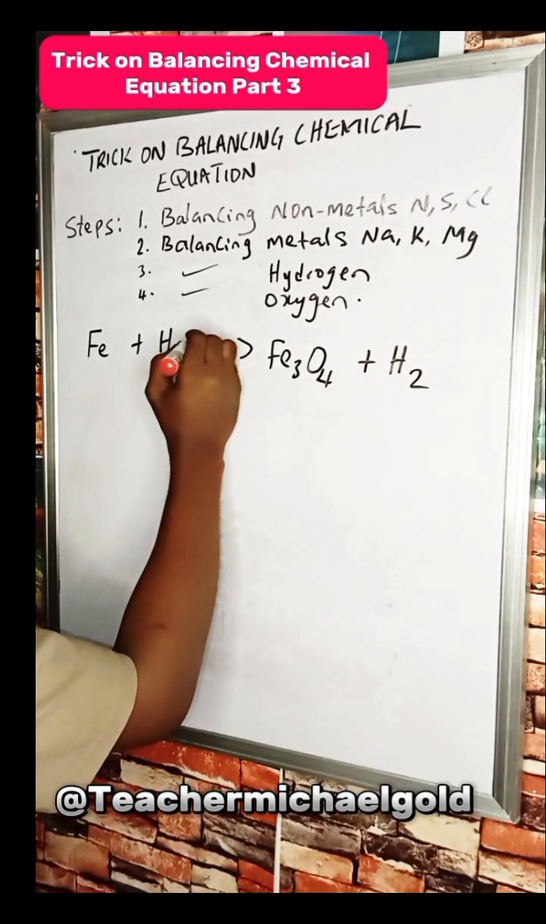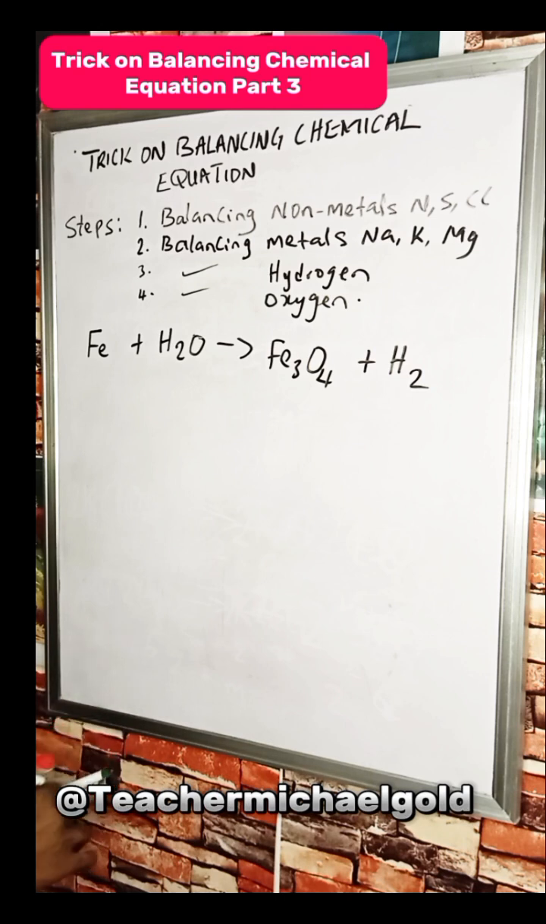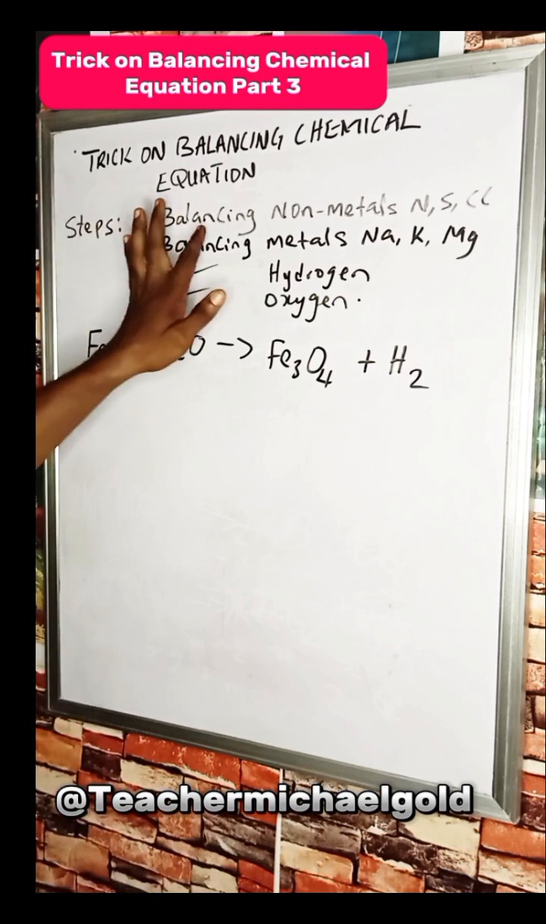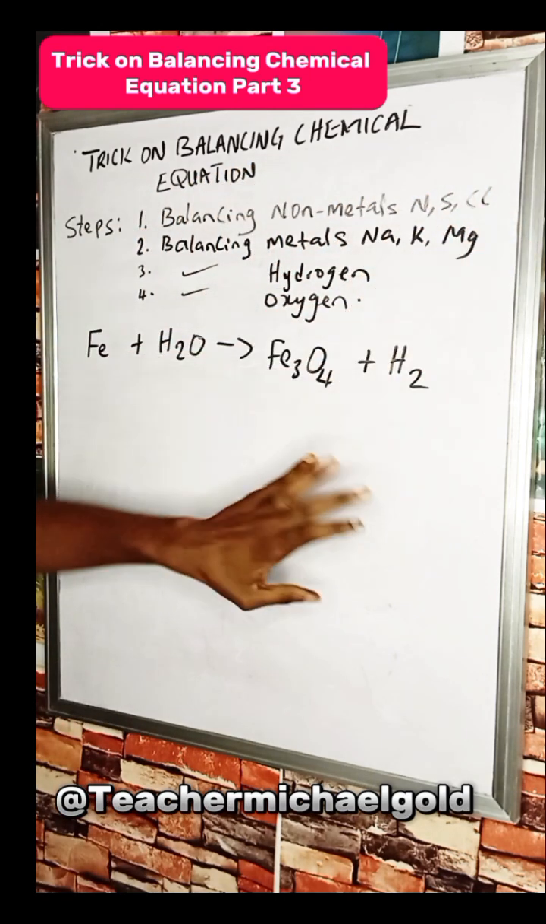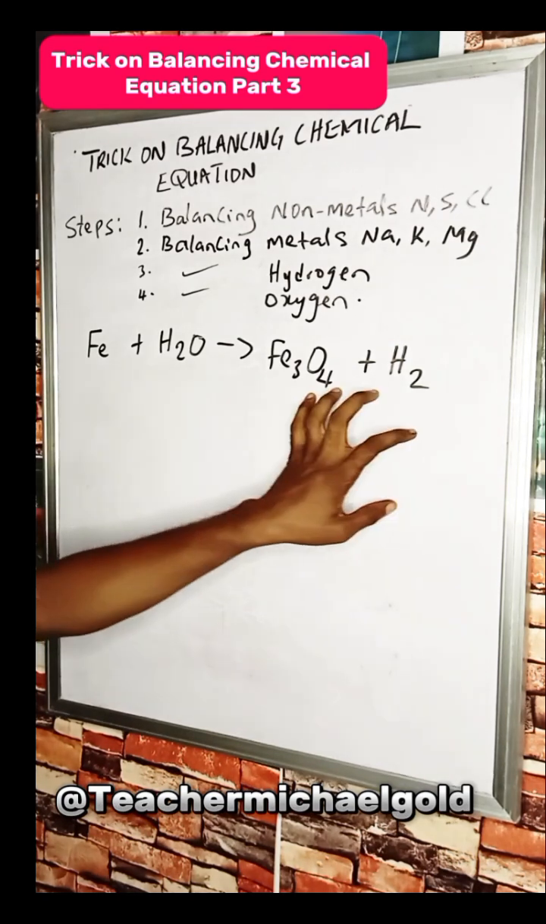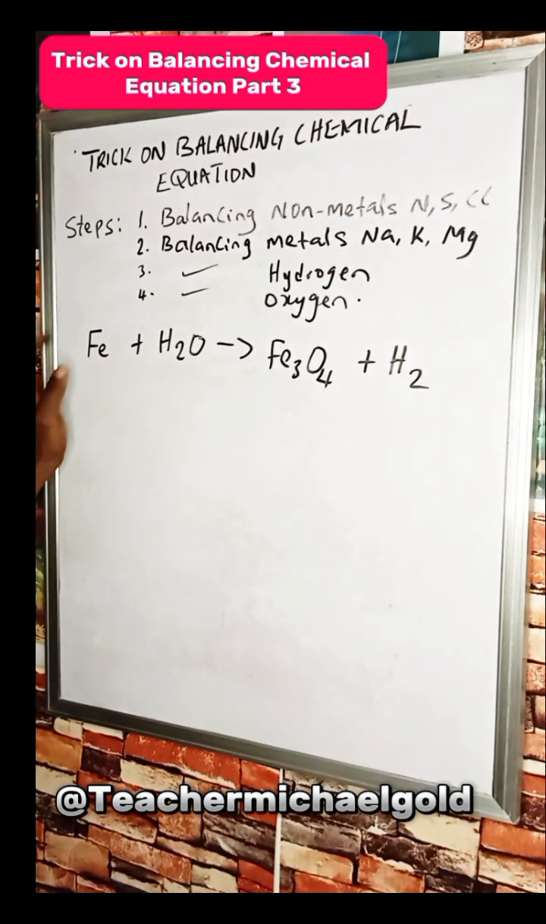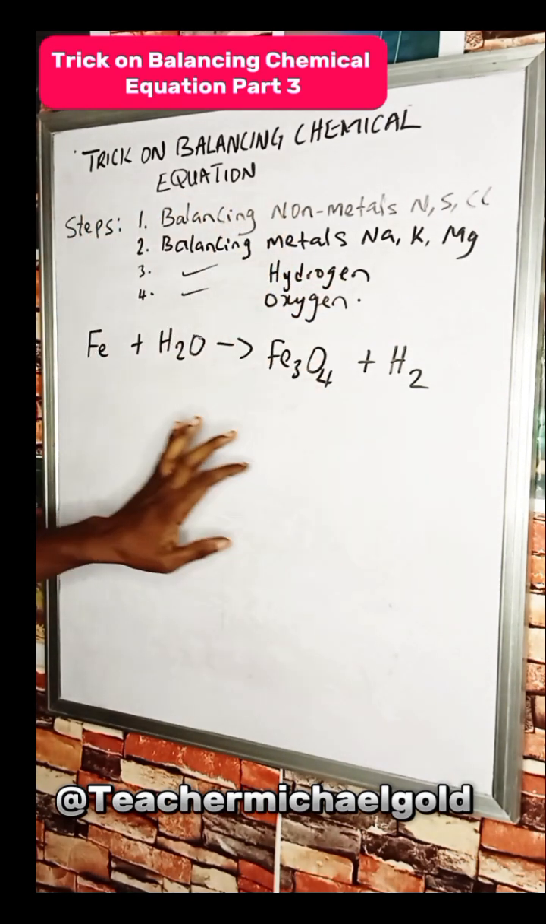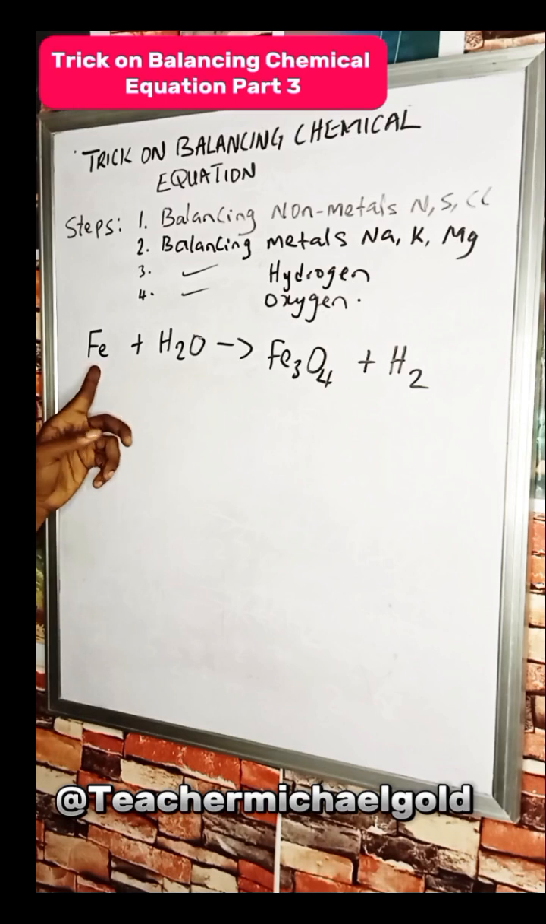So let's start. On the steps of balancing chemical equations, you can see I've indicated that the first step is balancing non-metals. If you look at this equation, we don't have any non-metals here. So we move to the next step, which is balancing metals. The metal that is here is iron, which is Fe. So let's balance the iron.